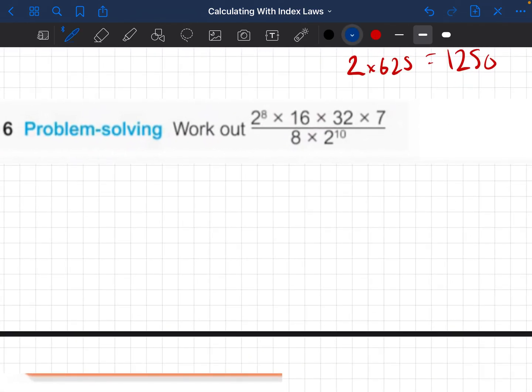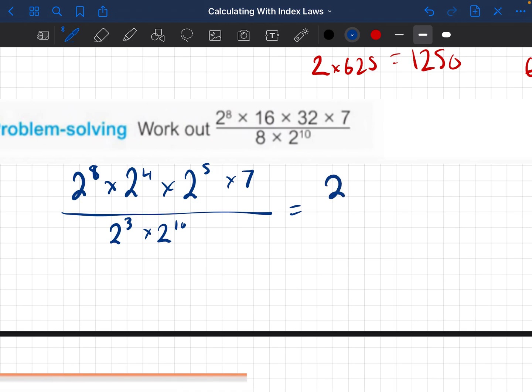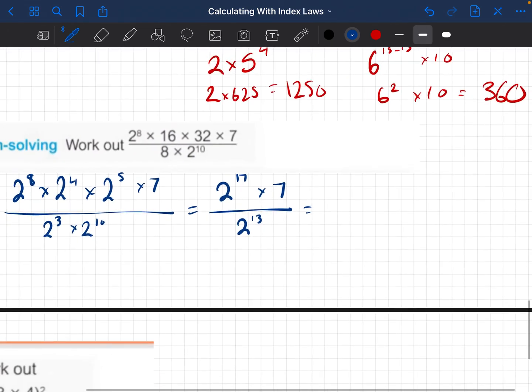Okay, this one here, lots going on, but let's walk through it slowly. 2 to the 8 times 2 to the 4 times, well, 32 is 2 to the 5, times 7, all over. The 8 is 2 to the 3 times 2 to the 10. Let's break it down now. Add these up. 8 plus 4 plus 5. That's going to be 2 to the 17 times 7 all over 3 plus 10, 2 to the 13. So now 17 minus 13 is 4. 2 to the 4 times 7.